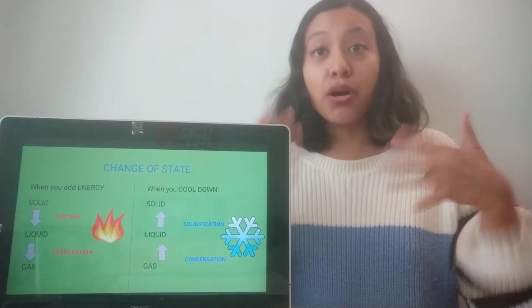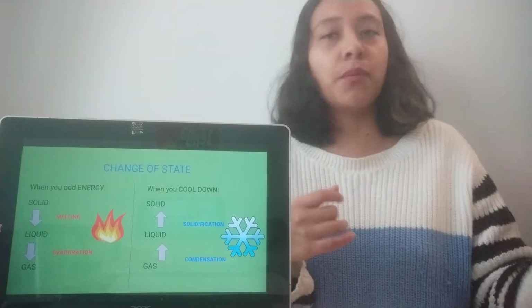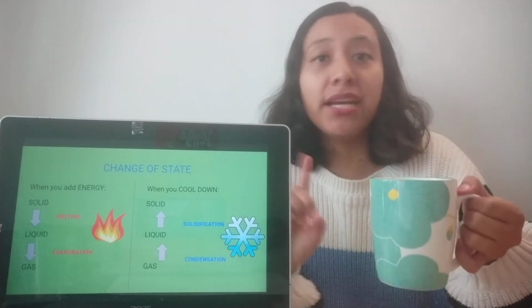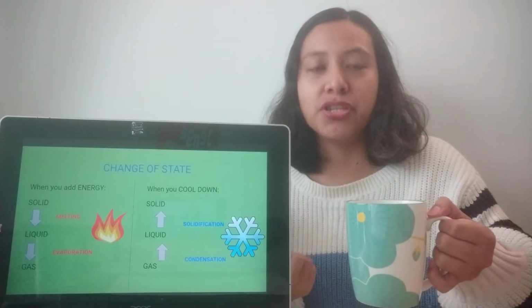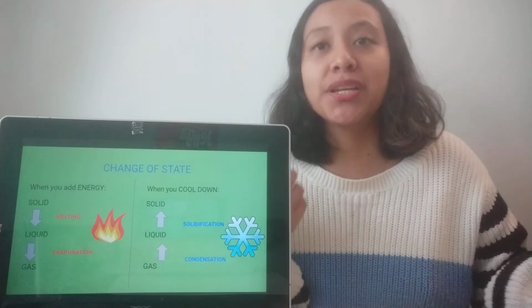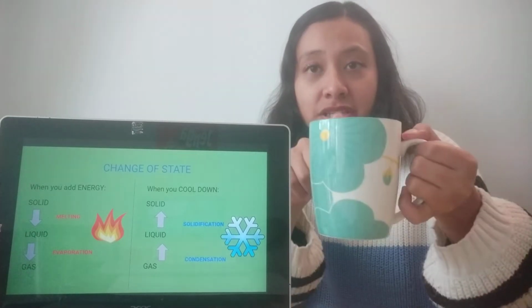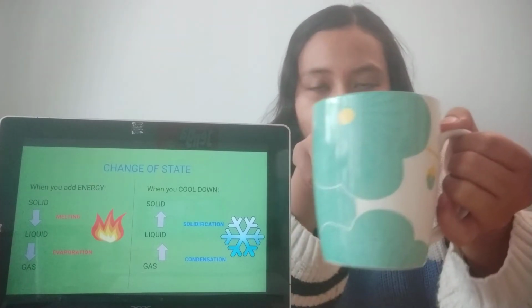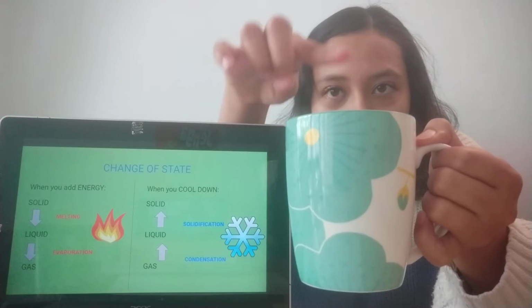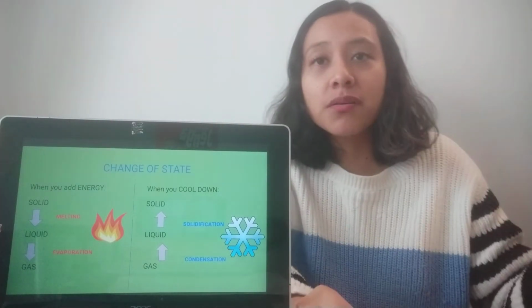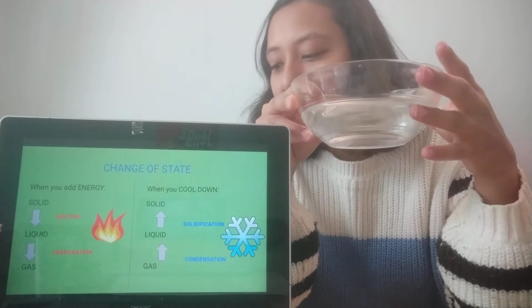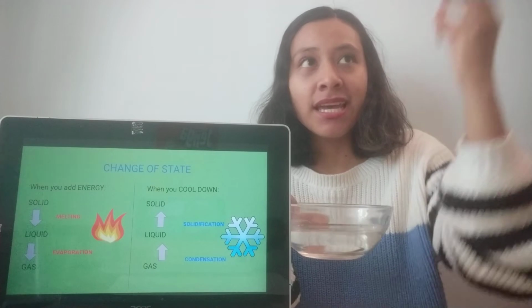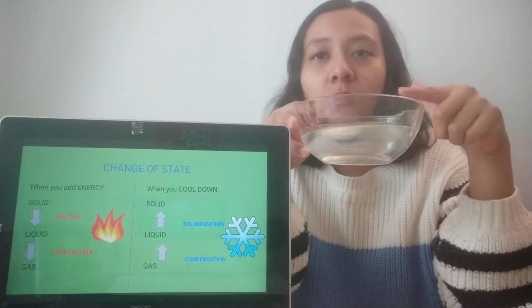And also the other way around, if you wanna get the gas, see this gas, but this time you don't put energy, you take away energy, you cool it down. So for example, if you put gas into the fridge, it's gonna become a liquid. So it goes from the gas, I don't know if you can see the water vapor, see, it goes into a liquid that is called condensation. The gas that we cannot see, it condenses into liquid again.